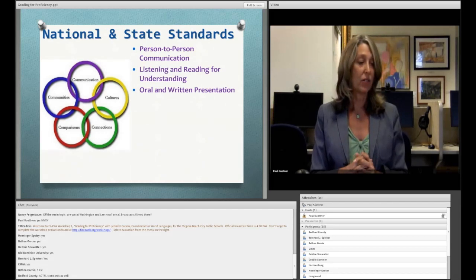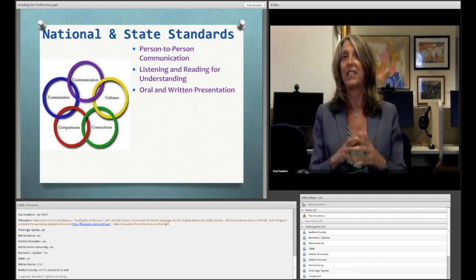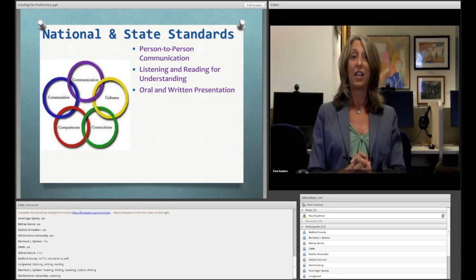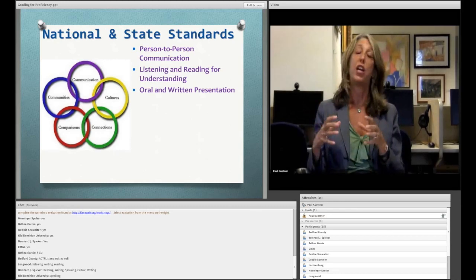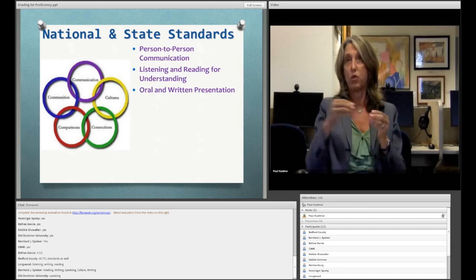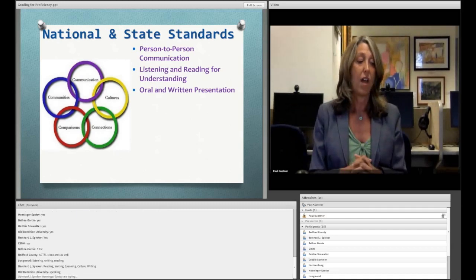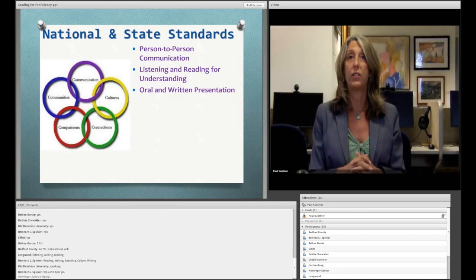How many skills are there? I see people tapping away. Listening, reading, writing. Thank you, Longwood. Yes. There's one more. Speaking. Thank you, ODU. So we have all those different skills, and they're encompassed within the Virginia SOLs, and they are derived from the communication standard, the national standard. So I've noted on your handout that there are 4 skills.